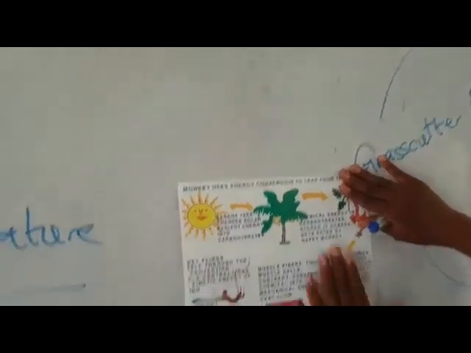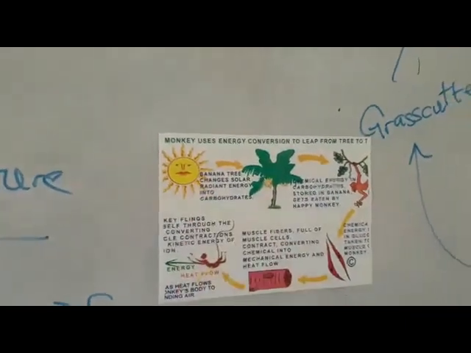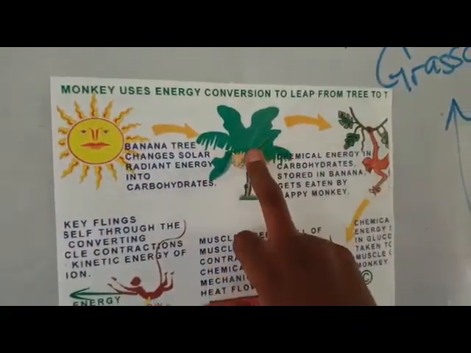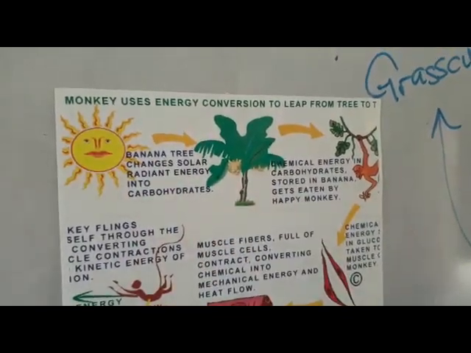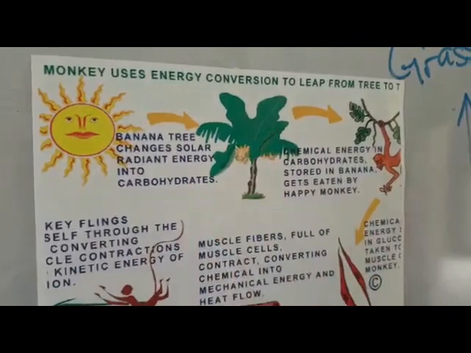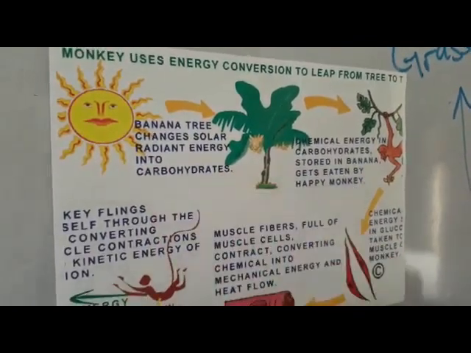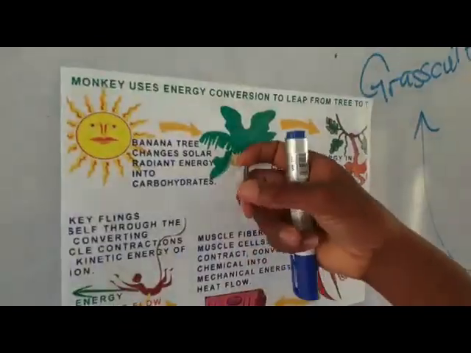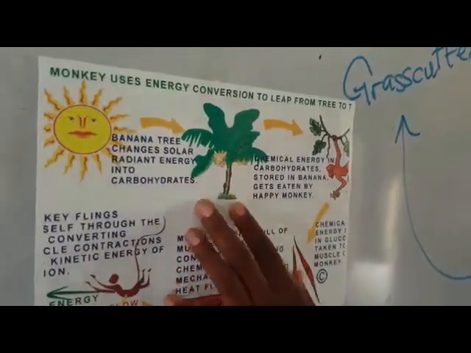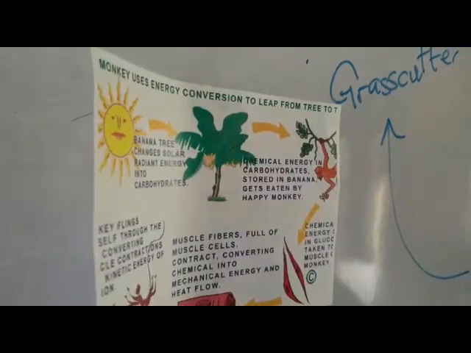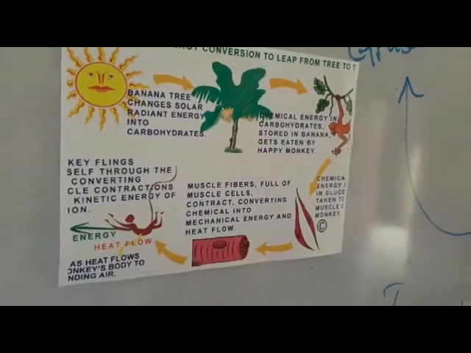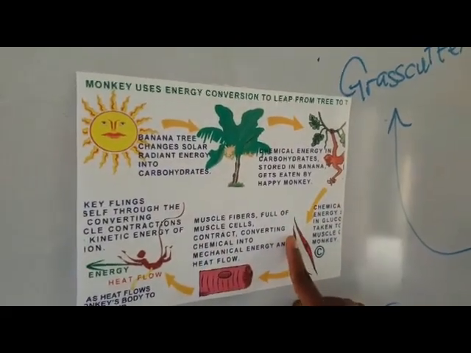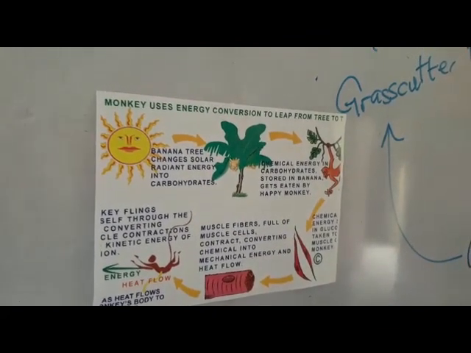Let's look at this energy conversion in the ecosystem. We have the sun. Now, energy from the sun is used by the banana tree. The banana tree converts solar energy to chemical energy, into carbohydrate, as we know, which is a chemical substance. The monkey feeds on the banana from the tree, taking this chemical energy from the tree. The monkey hops around, jumps from one tree to the other, jumping, hopping, playing, and so on. So the monkey converts the chemical energy to mechanical energy.